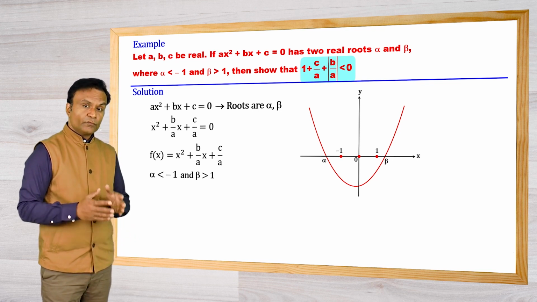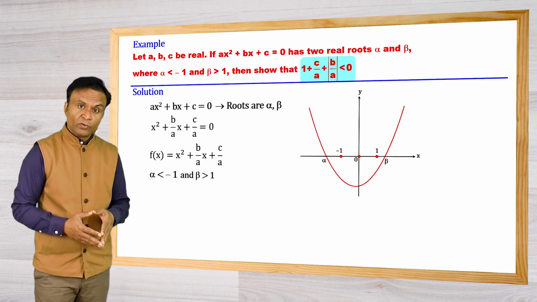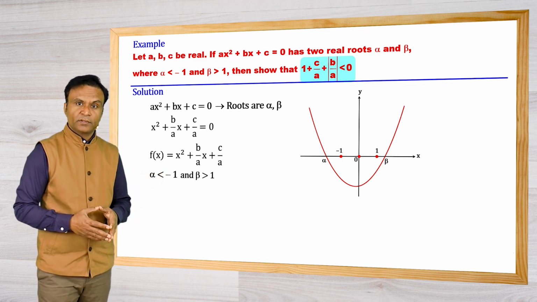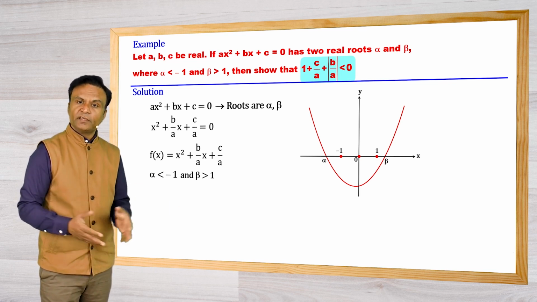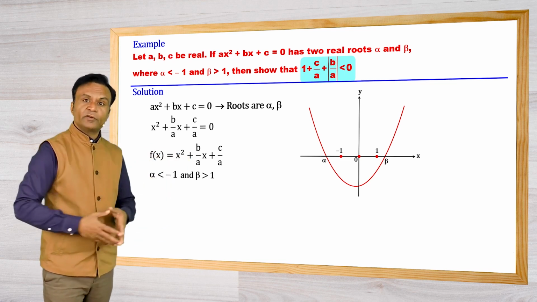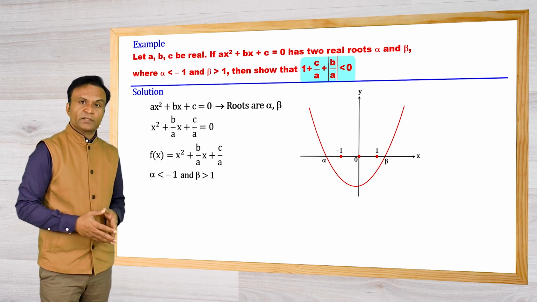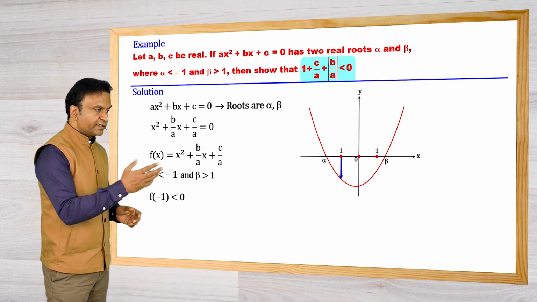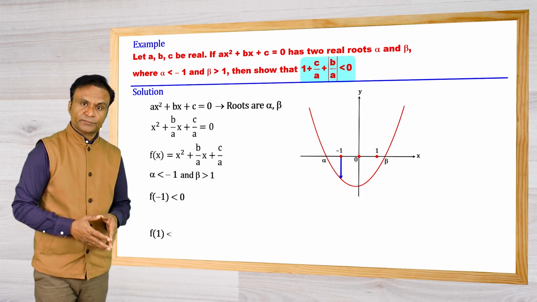Now we want the roots to be like this: alpha less than minus 1, beta more than 1, and we have placed minus 1 and 1 between the roots. But for that some conditions are required. Automatically minus 1 and 1 do not fall between the roots. When does this occur? When f of minus 1 is less than 0. You can see f of minus 1 is negative. Similarly, f of 1 is less than 0.